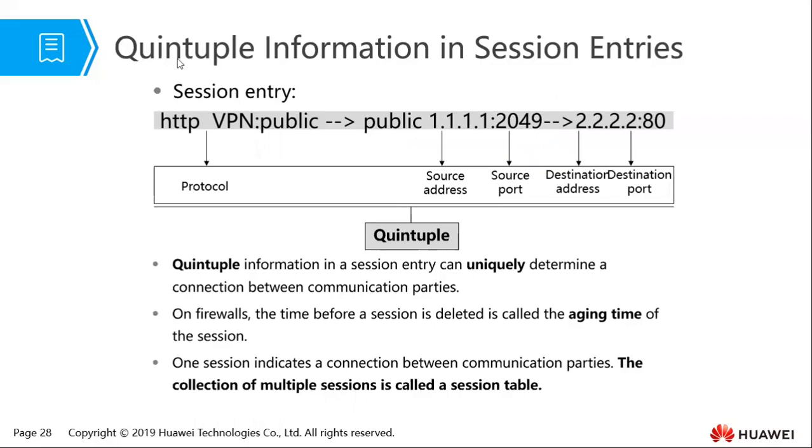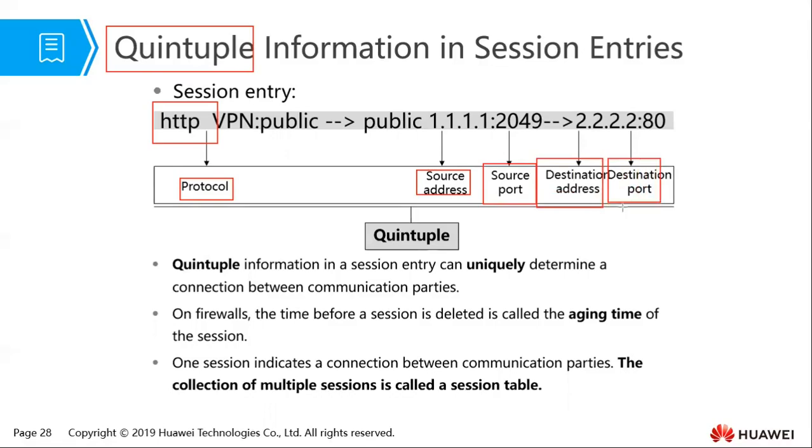So the quintuple information in session entries. So we've just said that the firewall will always create a session. These sessions are going to contain information about the packet. So some of the information that it's going to contain, quintuple means 5. So the protocol type, for example, here it's HTTP, VPN, whatever. The source address, the destination address, the source port number, and the destination port number. So those 5 are what we are calling the quintuple.